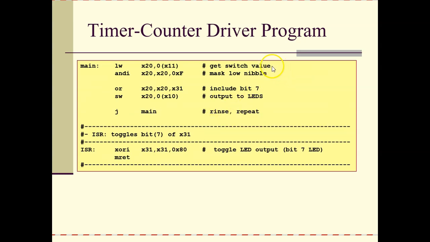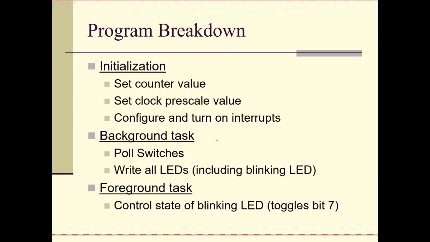This is the main program. What this is doing is getting the switch value here, clearing all but the bottom 4 bits, and then adding in the bit 7. So in bit 7, essentially what I'm doing is toggling bit 7 in the interrupt service routine. Here's the interrupt service routine. All I'm doing is toggling bit 7. After whatever that bit is, I'm adding it to the LED value and then outputting it. And that's the entire program.